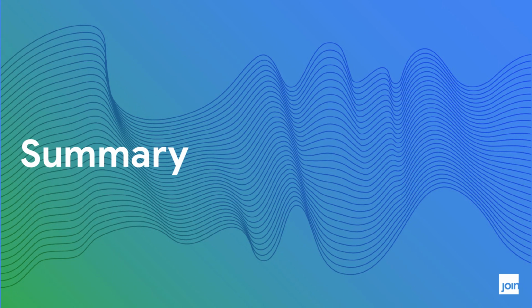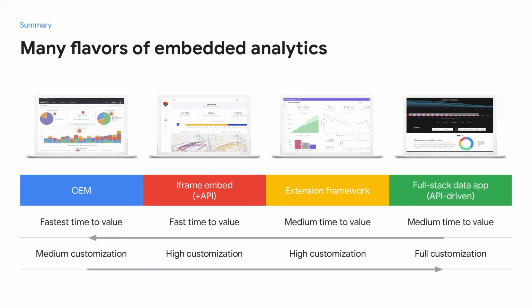Now that we have walked through each flavor of embedded analytics, let's recap. There are never perfect solutions. There are only trade-offs for particular scenarios. Each option for embedding analytics applications comes with its own set of these trade-offs. While OEM might be the quickest to implement, it also comes with the fewest options for customization. And with the API, while the world is your playground, it requires the greatest degree of development effort.